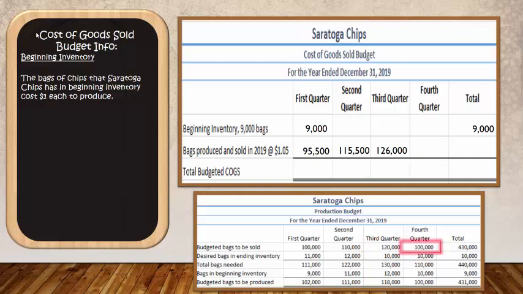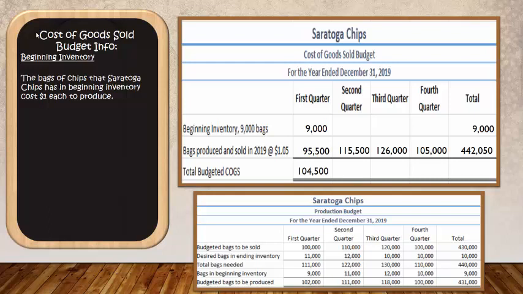And lastly, in the fourth quarter, we plan to sell 100,000 bags of chips. Those bags of chips still cost $1.05 to make, which means we will have a cost of goods sold during the fourth quarter of $105,000. All in all, that means Saratoga Chips is going to have a cost of goods sold for the year of $442,050.